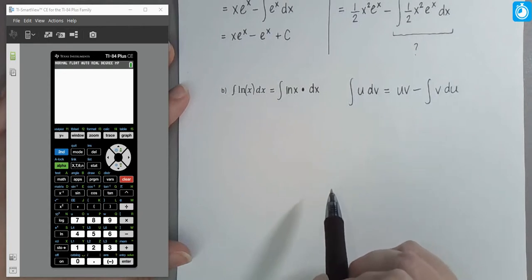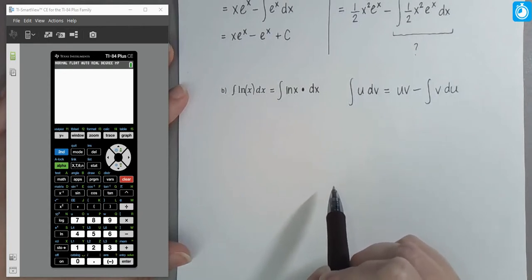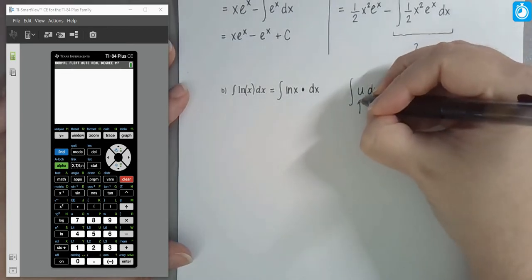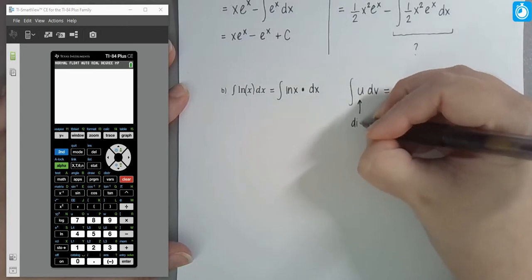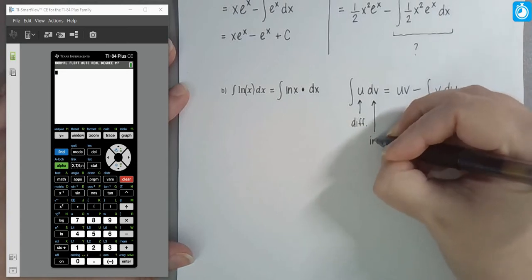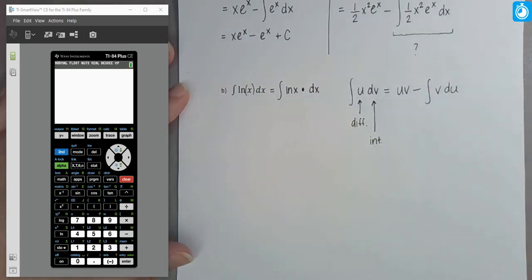Well, automatically, I just gave you a clue for how we're going to pick what u is and what dv is. So remember, the rule is u needs to be something that we can differentiate, and dv needs to be something that we can integrate. If they were just standalone functions, u is something we can differentiate, and dv is something we can integrate. Well, as I just mentioned a moment ago, natural log of x is not something that we can just directly integrate. If we could, we could do this problem right now. It's not something we can integrate.